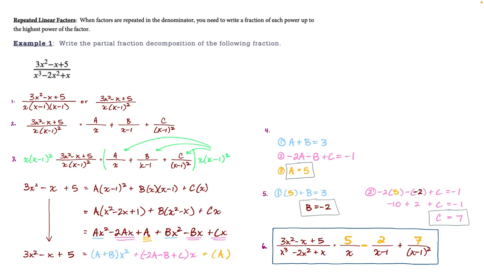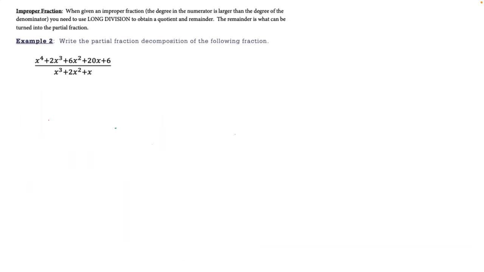Okay, another thing that could go wrong. Not necessarily go wrong, but it could throw a wrench into things, is if we have an improper fraction. That happens when the degree in the numerator is either equal to or larger than the degree in the denominator. So here we have x to the 4th on top, x cubed on bottom. It's improper because the degree on top is larger. So what we'll do is we'll just divide them.